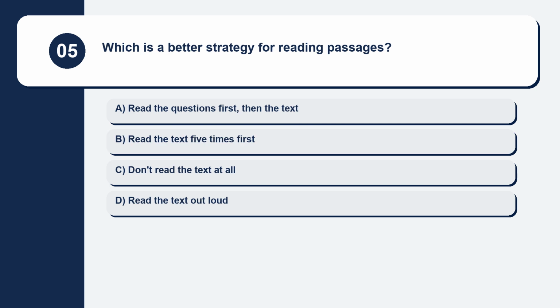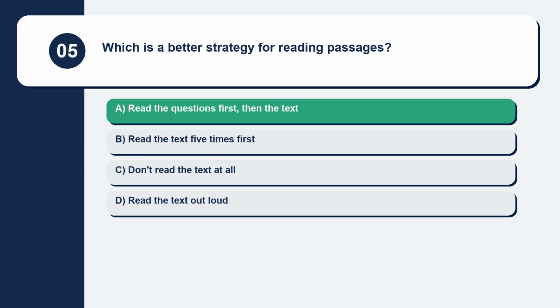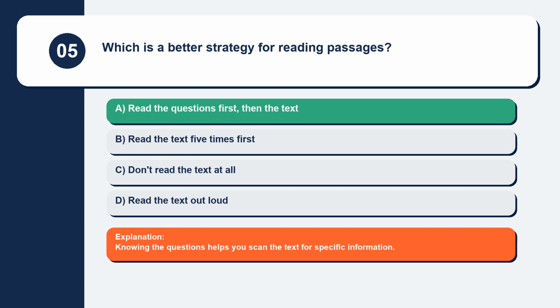Question 5. Which is a better strategy for reading passages? Read the questions first, then the text. Read the text 5 times first. Don't read the text at all. Read the text out loud. Knowing the questions helps you scan the text for specific information.